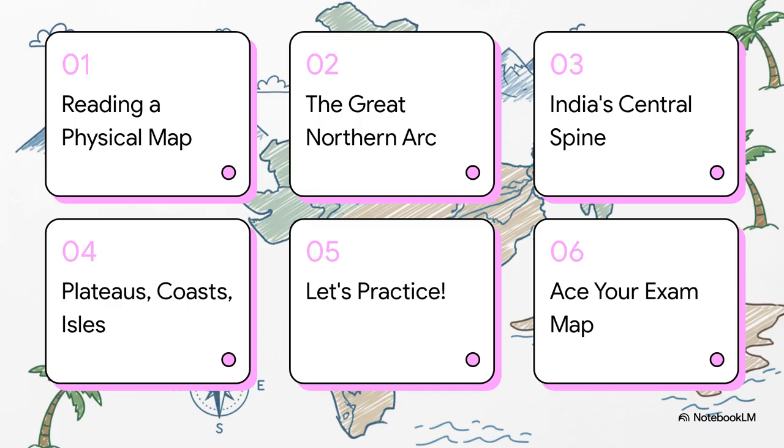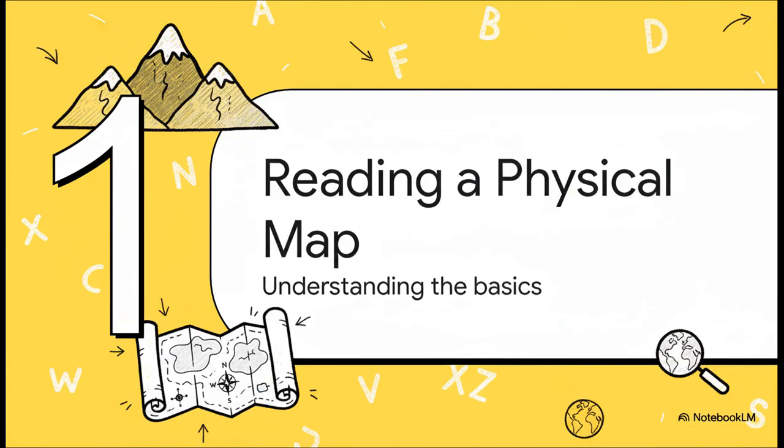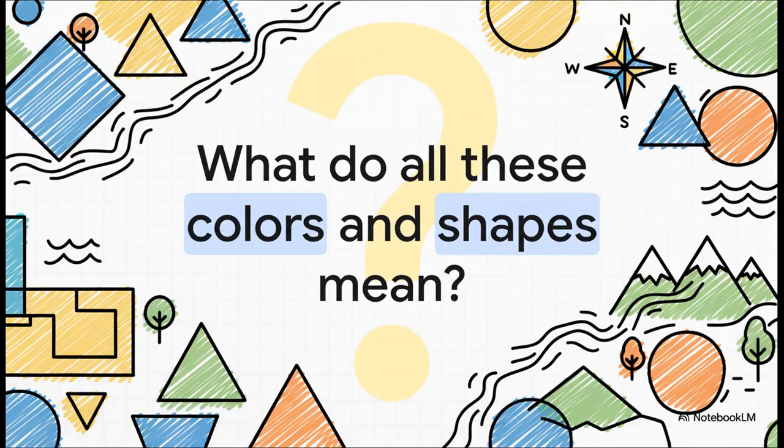Ready? Okay, let's begin. You see, before we can start marking mountains and plateaus, we first need to understand what the map is actually trying to tell us. Think of it like learning the alphabet before you can read a book. It's the most basic and the most important first step. Now, have a good look at this physical map. It's full of different colors, lines, and all sorts of shapes. Have you ever really stopped to wonder what they all mean? Well, that's the first question we are going to answer right now.